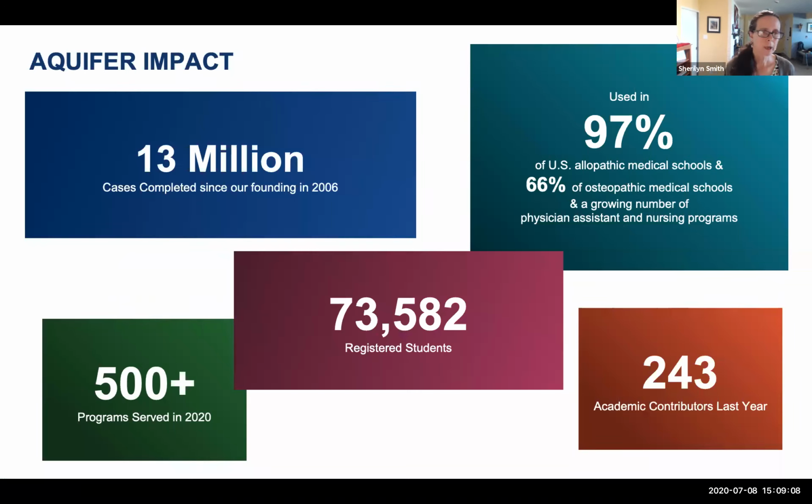So what has been going on with Aquifer? What is our impact? As you can see here, we've had more than 13 million cases completed since our founding in 2006. We're used in the majority of allopathic medical schools, osteopathic medical schools, and just a tremendous number of physician assistant and nursing programs. With the COVID disruption, we served more than 500 programs just in that time period in the spring, and we've had more than 73,000 registered students.